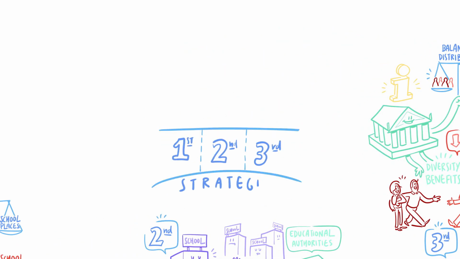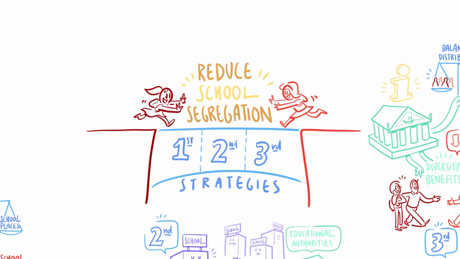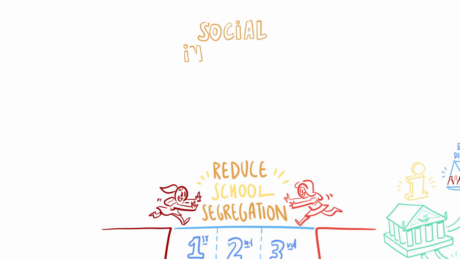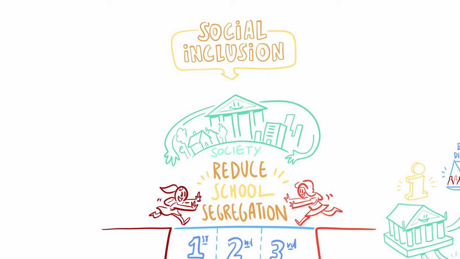These and many other strategies can be implemented to reduce school segregation. Social inclusion in our cities and societies depends largely on the capacity of governments to face this challenge and act accordingly.